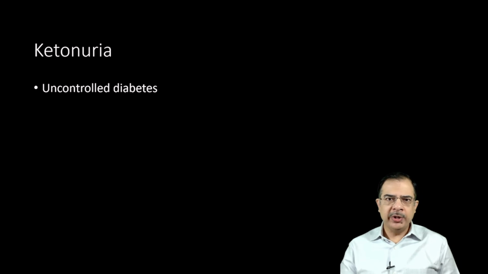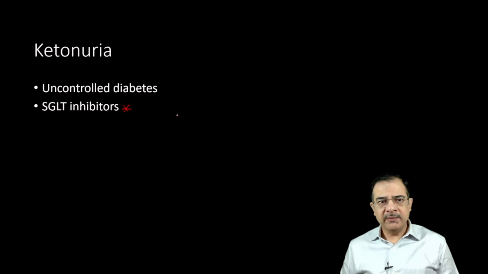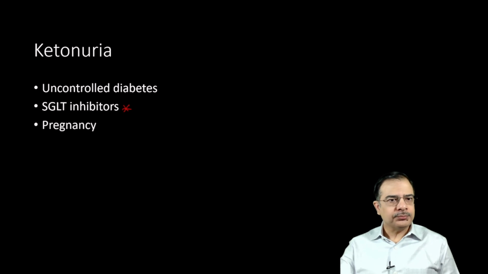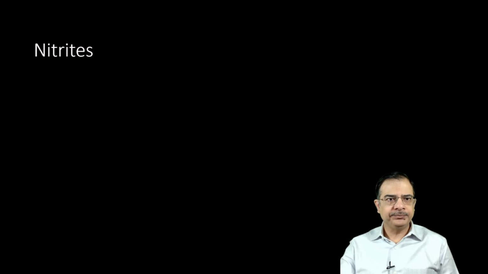Ketonuria. So ketonuria is seen in uncontrolled diabetes. It is more likely present in type 1 diabetes, but it can be seen in type 2 also when there are very high sugars. It can be due to an SGLT inhibitor. This is very important: whenever a patient with ketonuria comes, also ask the history of SGLT inhibitor in type 2 diabetes. It causes euglycemic ketonuria. In pregnancy or starvation, like a carbohydrate free diet, ketones can be positive.